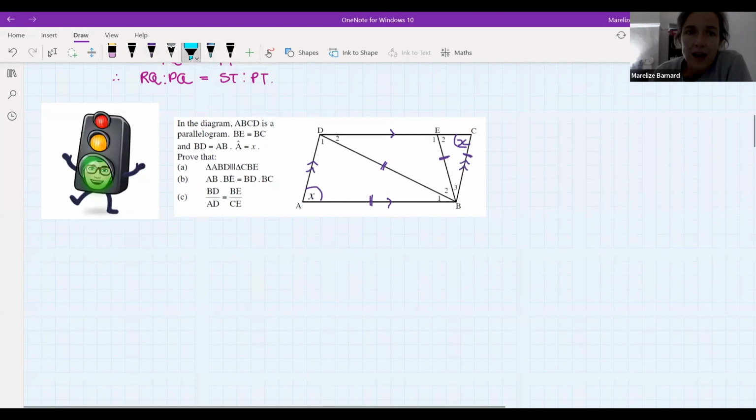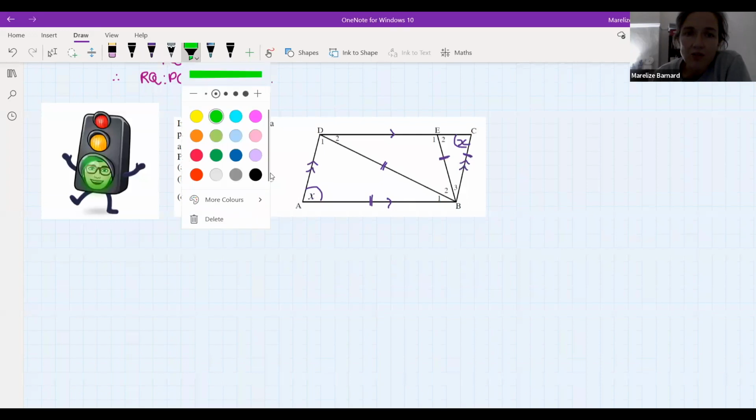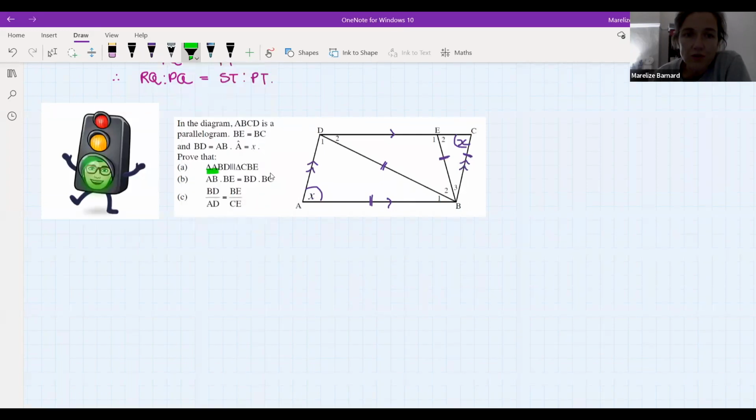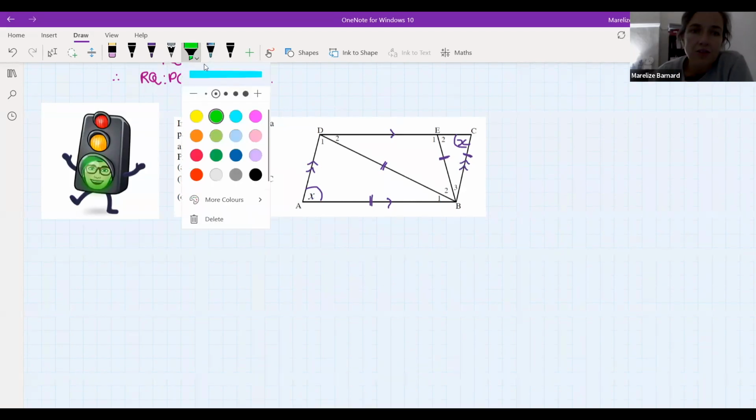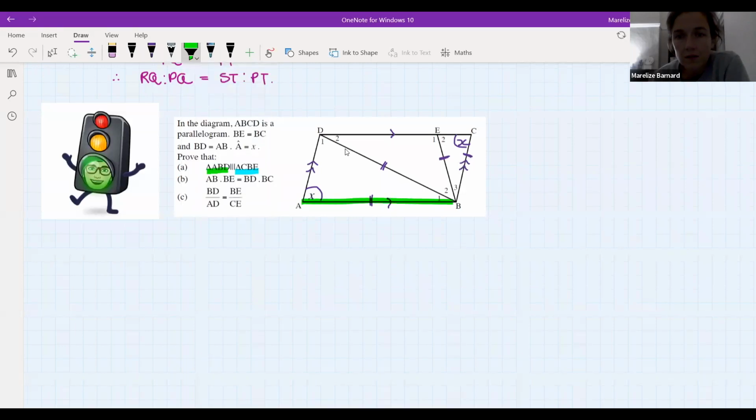Let's do the other important part and highlight our two triangles that we are trying to prove. So ABD and CBE. Okay, so let's do ABD. And CBE. There's my two triangles.